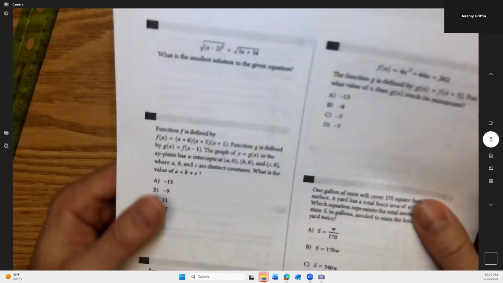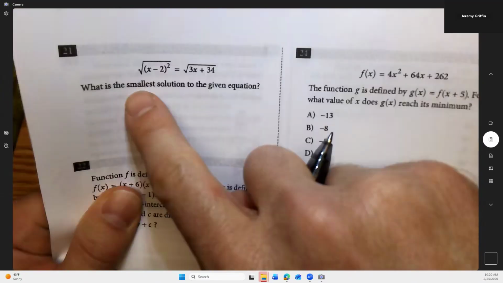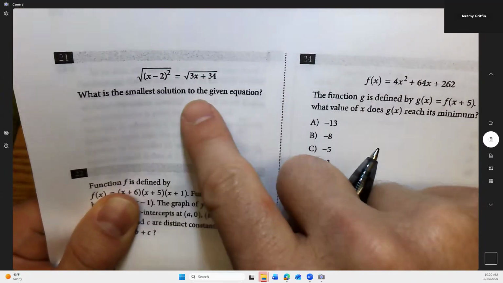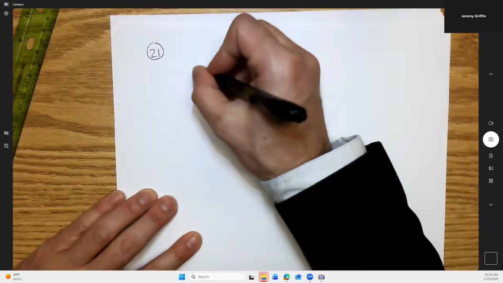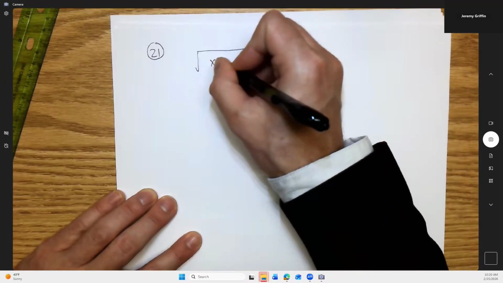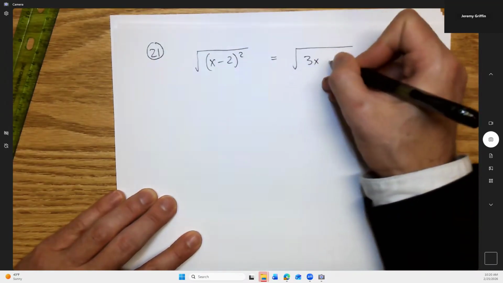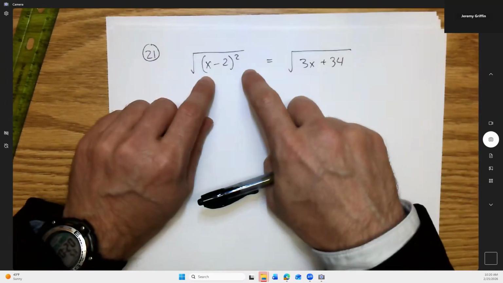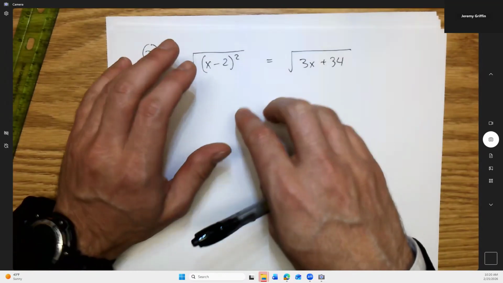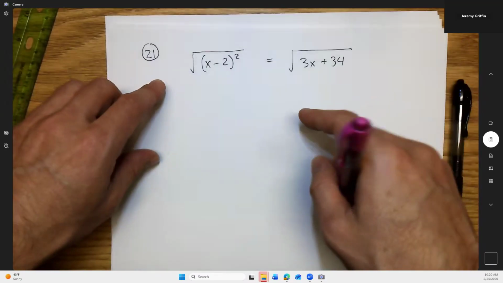Right, next page. Number 21. So that square root expression equals that square root expression. What is the smallest solution to the given equation? Right, so another non-multiple choice. Let's see what's going on. So I told you square root of x minus 2 being squared is equal to square root of 3x plus 34. Now, when I was walking around to help you guys out, someone said, hey, couldn't the square root and the square cancel? And yeah, you could do that. But I would do something different instead.